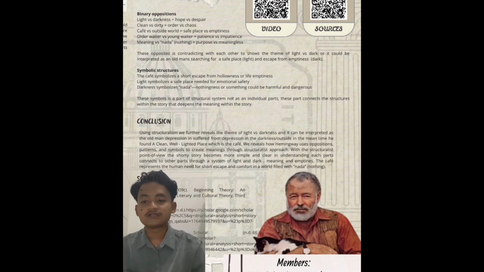And then the conclusion. Using structuralism, we further reveal the theme of light versus darkness. The old man suffered from depression at home, and later he found a clean, well-lighted place, which is the cafe. We reveal the patterns and symbols that create meaning from a structuralist point of view. The short story becomes simpler and connects to other parts through a system of light and darkness that represents the human need for short escape and comfort in life.